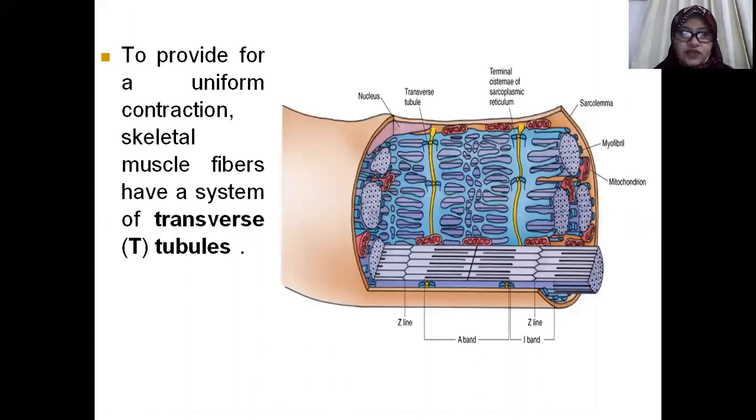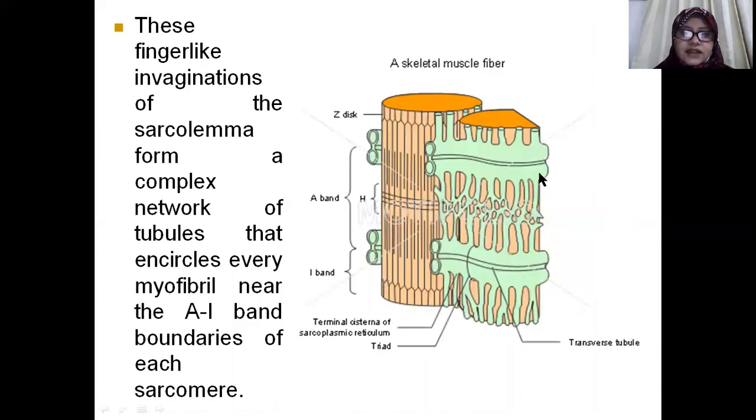To provide for a uniform contraction, skeletal muscle fibers have a system of transverse or T-tubules. These finger-like invaginations of the sarcolemma form a complex network of tubules that encircles every myofibril near the A-I band boundaries of each sarcomere.